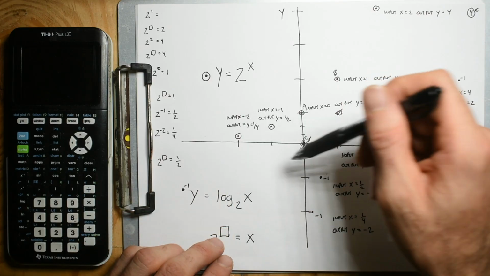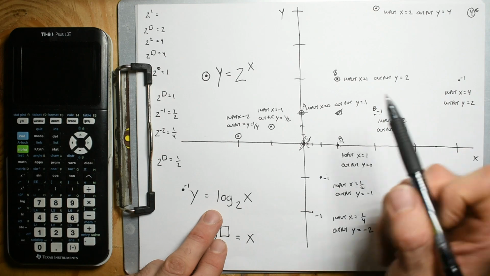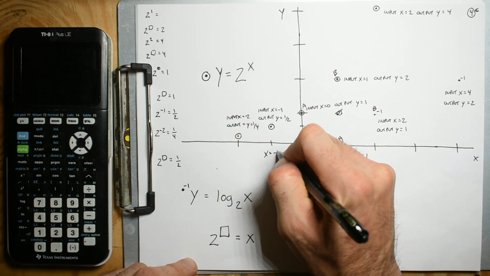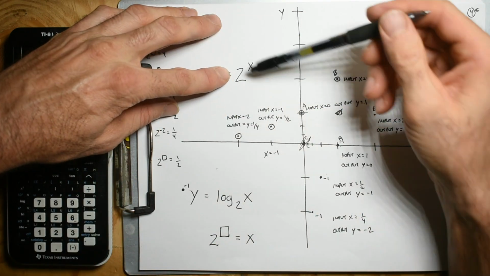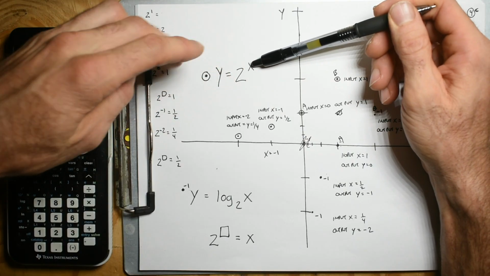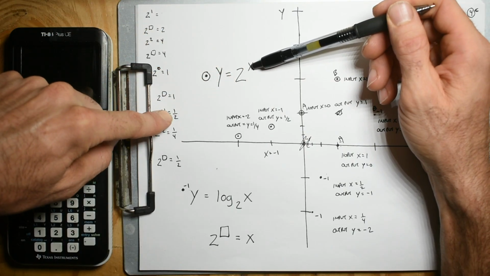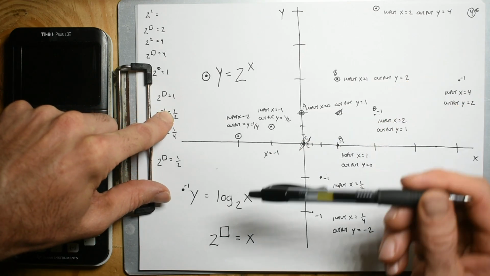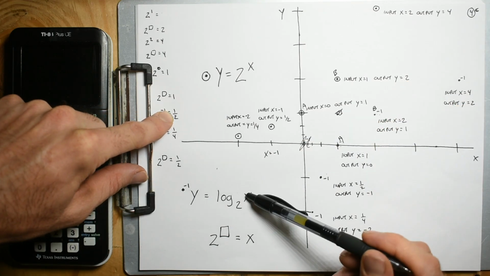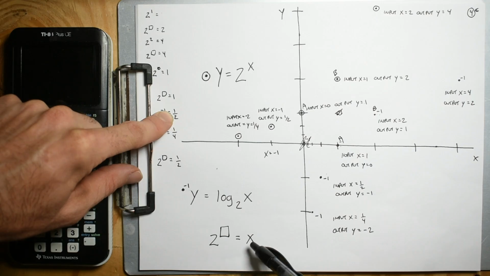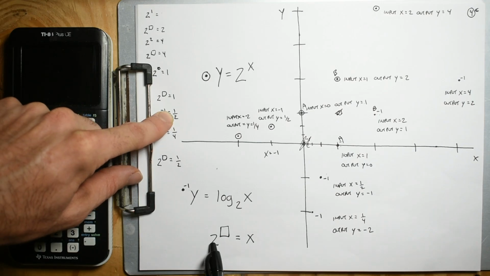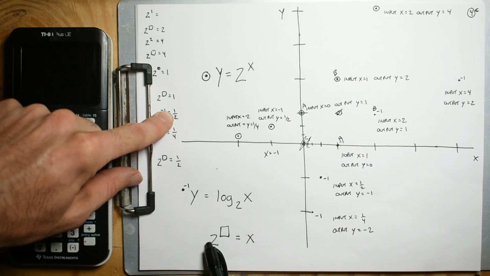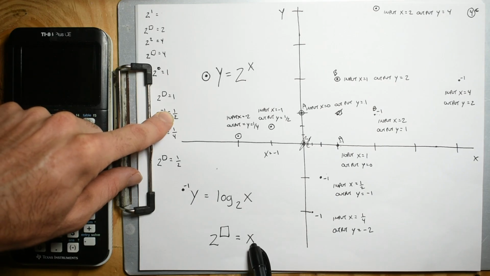All right, now let's go the other way and be done with this video. An x value of negative 1 right here. That's going to be 2 to the negative 1, which is a half. That value of a half is going to be our input into this equation. We're going to have 2 to the what is a half?